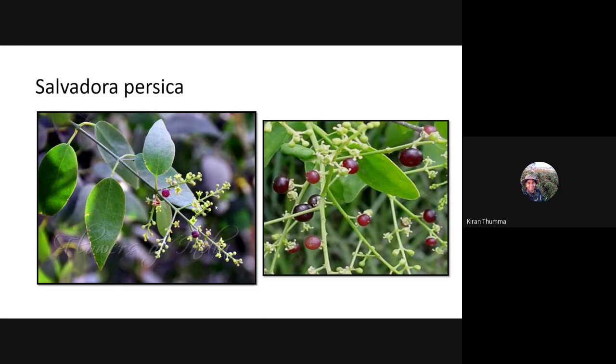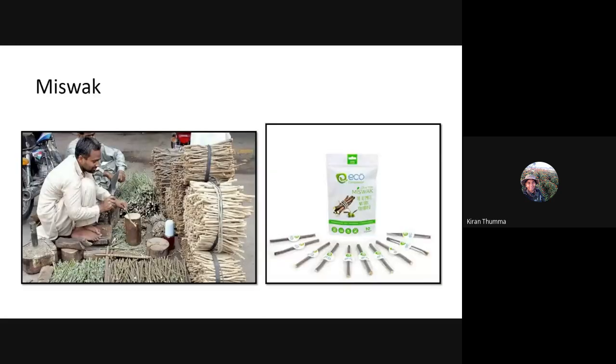So depending upon the region, people use a datun. In many places they use neem. Where neem is not available, people use miswak. In the mangrove habitat, people use miswak. In some places, people use mango stick. In some places, akada. So depending upon what is available, people use that stick, that stem or a root as a datun.